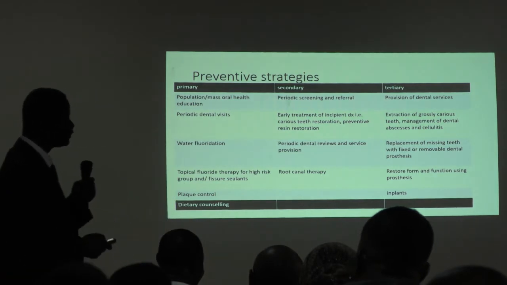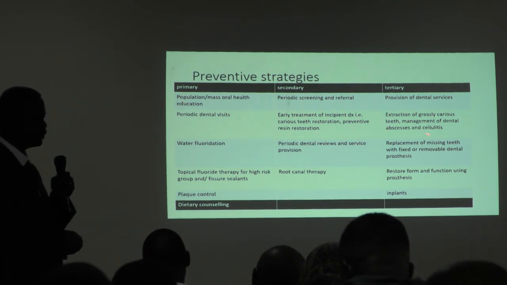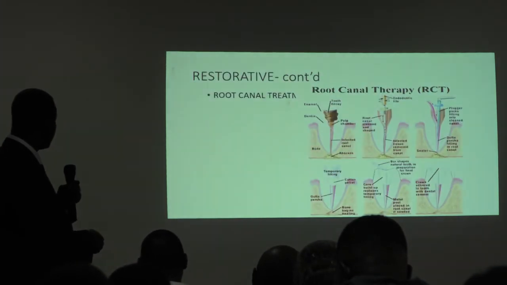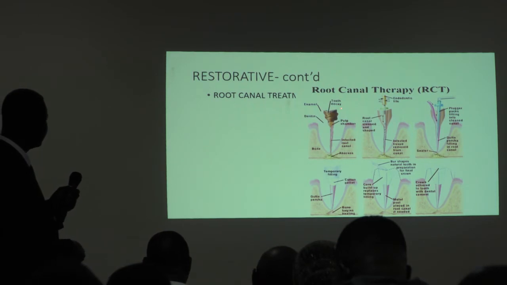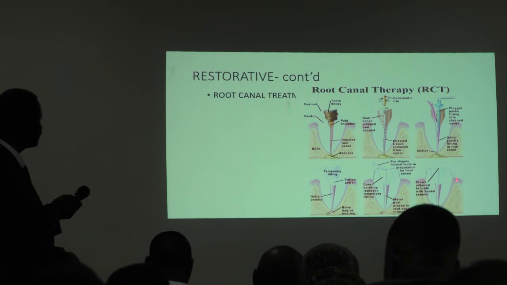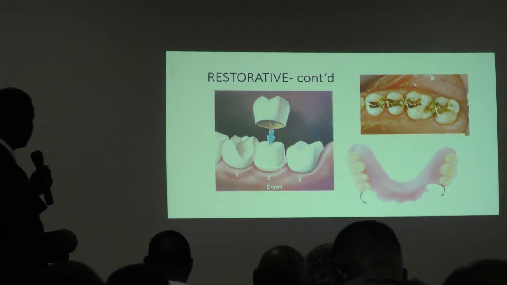Manageable. So then, eventually, once you lose the tooth, you can do a denture, an implant, all those things. So that's root canal therapy. This is a crown I'm talking about. So you get to fix it.